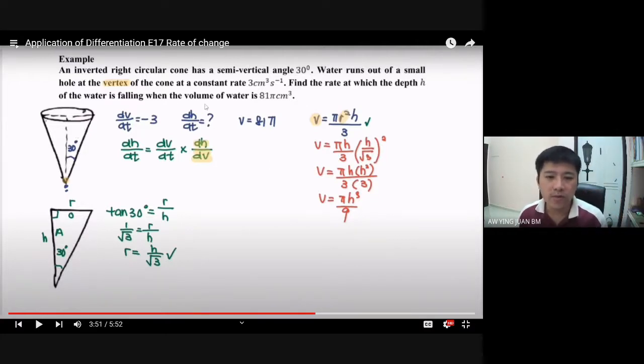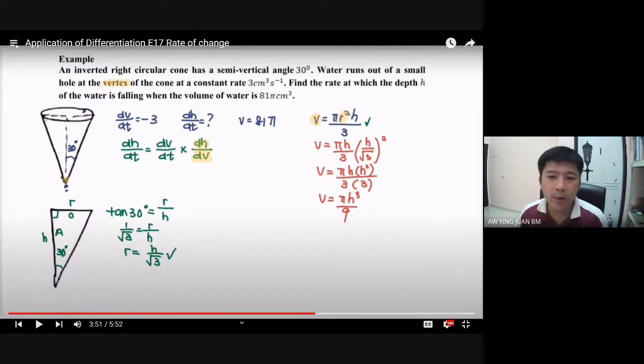So, dia kata, when the volume of water is 81 pi cm cubed. Maksudnya, dia bagi info volume. So, cuba bayangkan formula untuk cone ini dalam volume. So, saya dapat pi r squared multiply with 1/3 atau 1/3 multiply with pi r squared. Ini adalah standard formula untuk cone. Okay, siap.